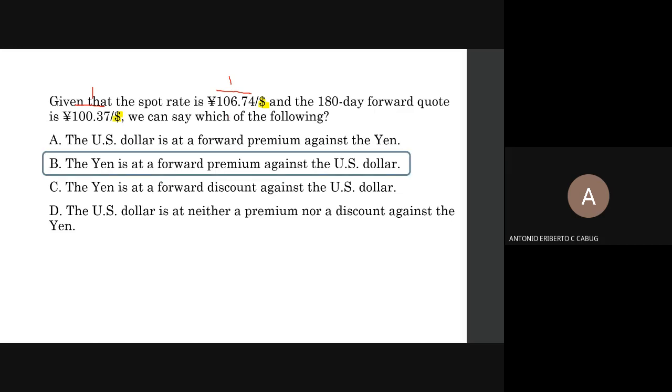I told you to be very careful. The correct answer here is letter B. Ha? The correct answer is letter B. The dollar is at a forward discount. Hence the yen, kabaliktaran, at a forward premium.